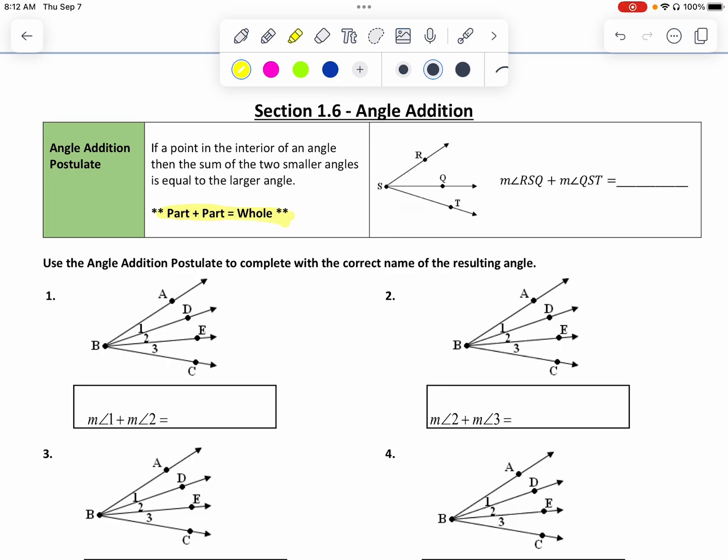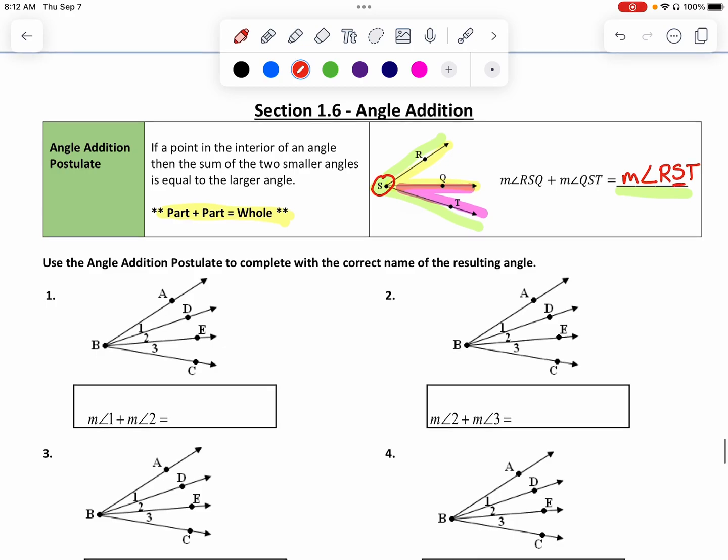So looking at this example, it says RSQ. So we've got RSQ, and when you add that to the measure of angle QST, that's going to equal the whole big angle. So it's equaling everything. So the way we write this, little m means measure of angle, and then the big angle is RST. Remembering that the vertex has to go in the middle of that angle when we name it.